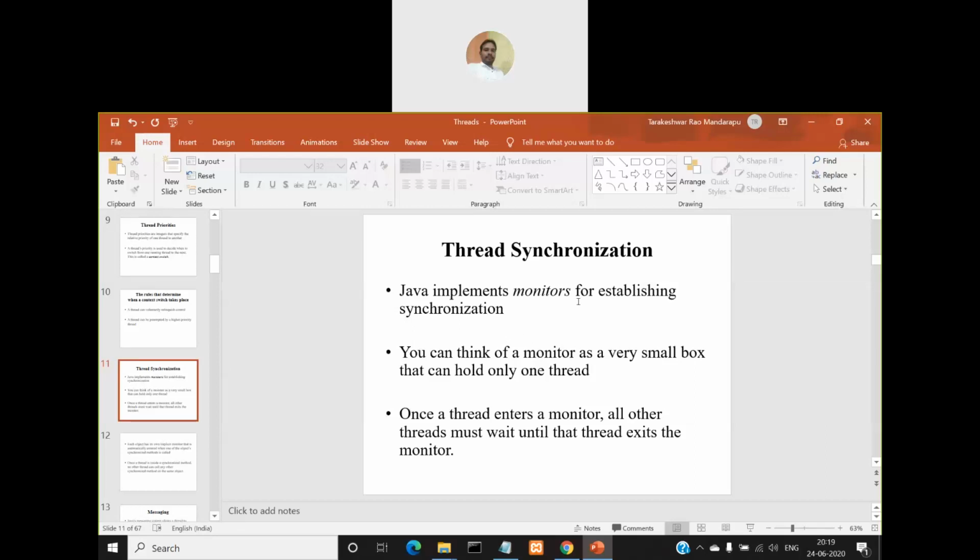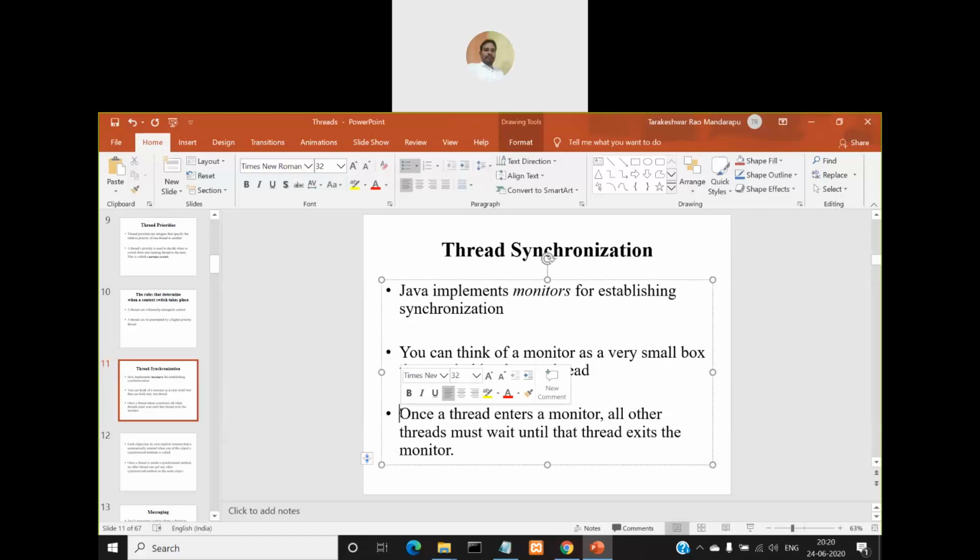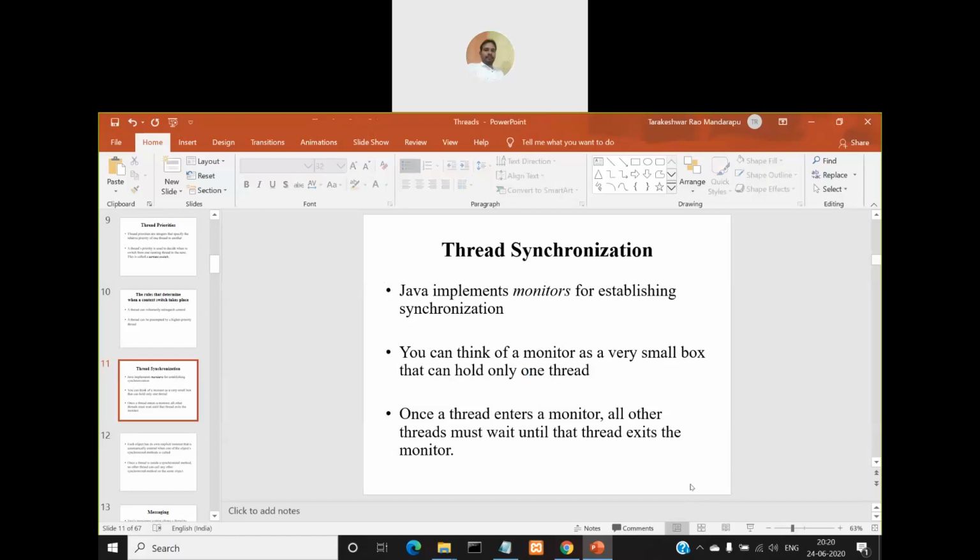Java implements a concept called monitors for establishing the synchronization. You can think of a monitor as a very small box that can hold only one thread. Once a thread enters a monitor, all the other threads must wait until that thread exits the monitor. That means, in our example scenario, if one account holder is performing the transaction, the other account holder is not allowed to perform the same operation until this one completes it, right? So that is the meaning of this monitor, and that is how synchronization is achieved in Java programming.